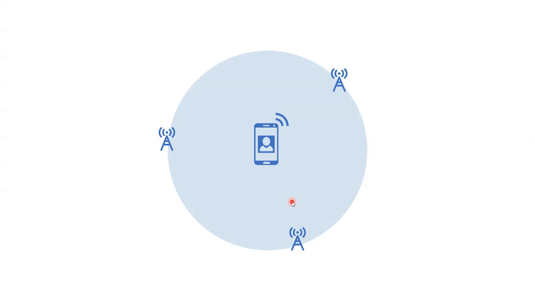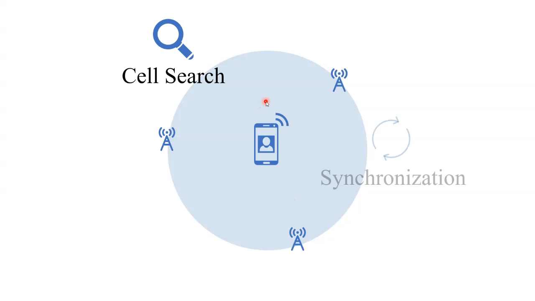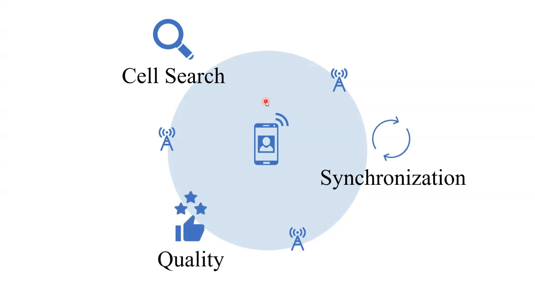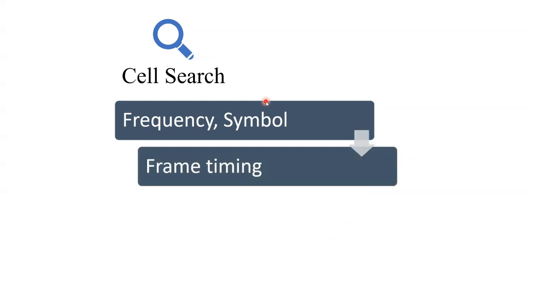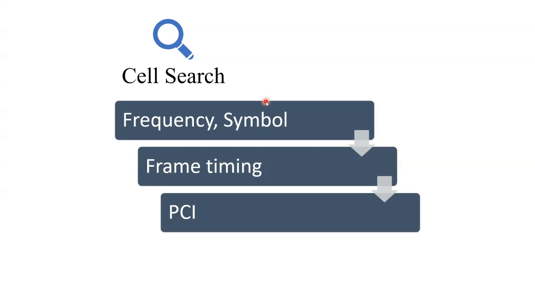When a device is turned on, it first carries out the cell search, synchronization, and estimation of the reception quality of the cells, not only the current cell, but also the neighbor cells. This is for handover if it is connected, or redirection if it is in idle mode. Cell search consists of frequency and symbol synchronization to a cell, and the frame timing of the cell. This is to determine the start of the downlink frame and then the PCI.